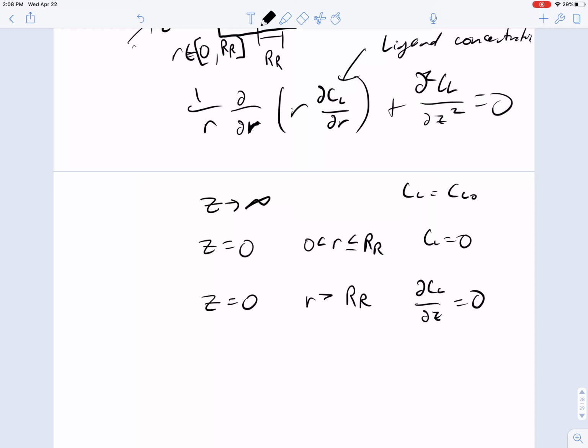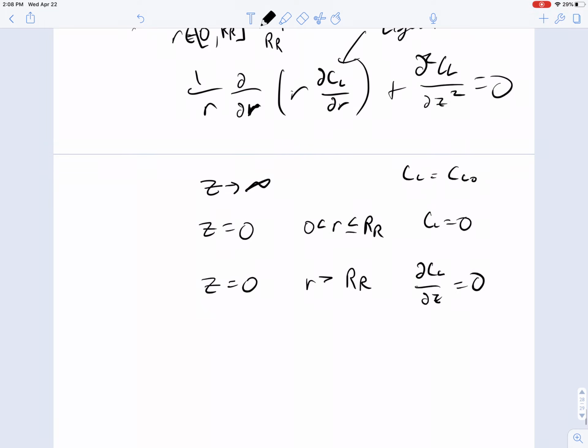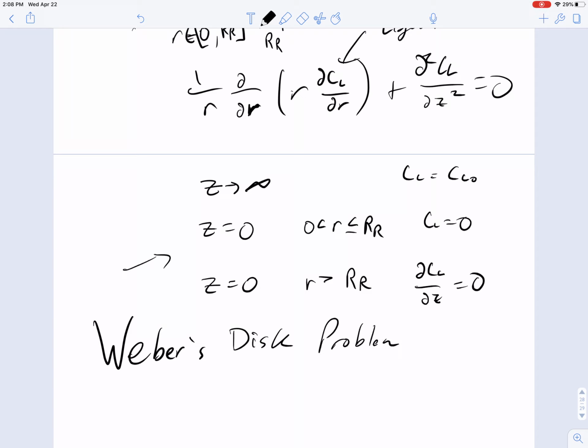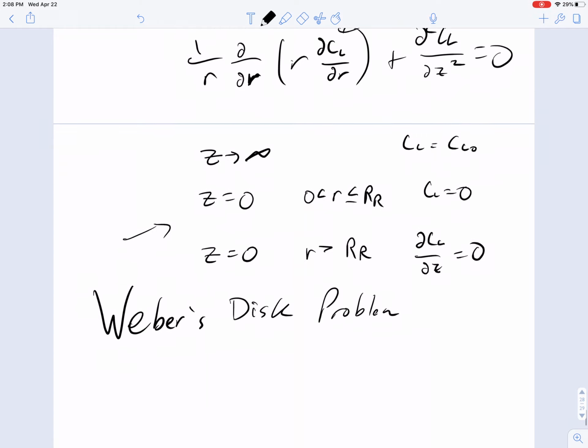So we need to solve this equation now, but we're not going to. I'm just going to give you the solution. This is actually called Weber's disk problem. So if you want to look up how to do it, look up Weber's disk problem, which is this two-dimensional reaction diffusion equation for what this looks like.